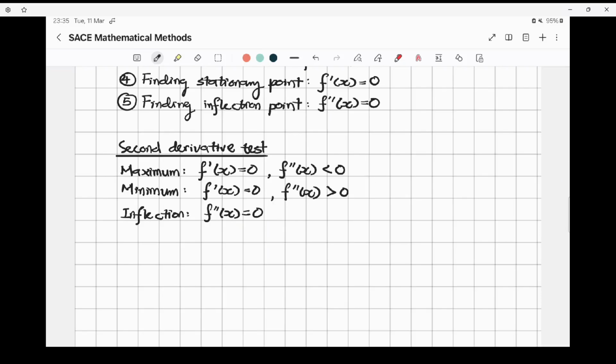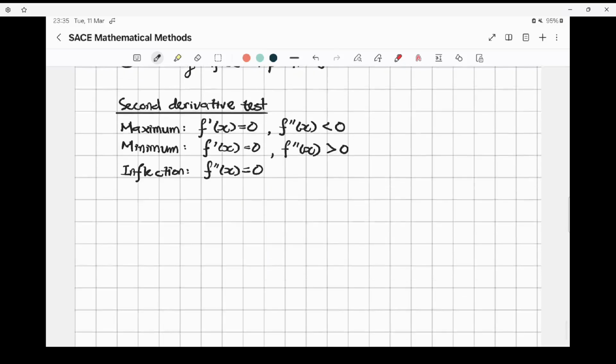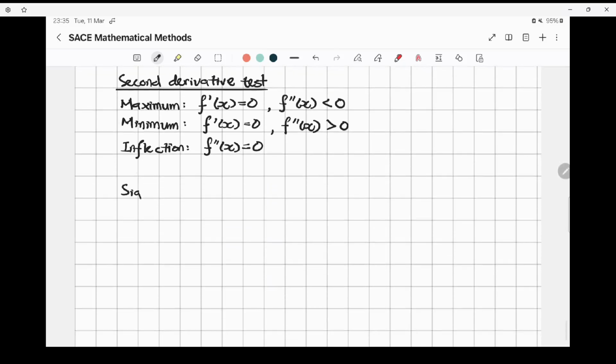So now let's move on to the next test, the idea of sign diagrams. For sign diagram, you have two. One is to look at f prime. The other will be looking at the f double prime. You can also draw the sign diagram for f of x, but usually that is not as particularly useful.